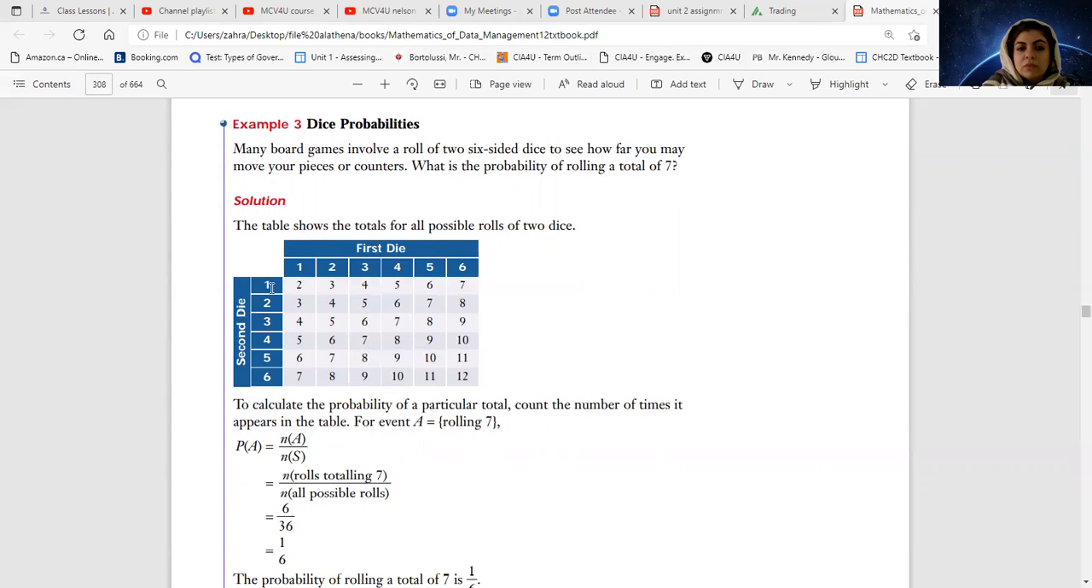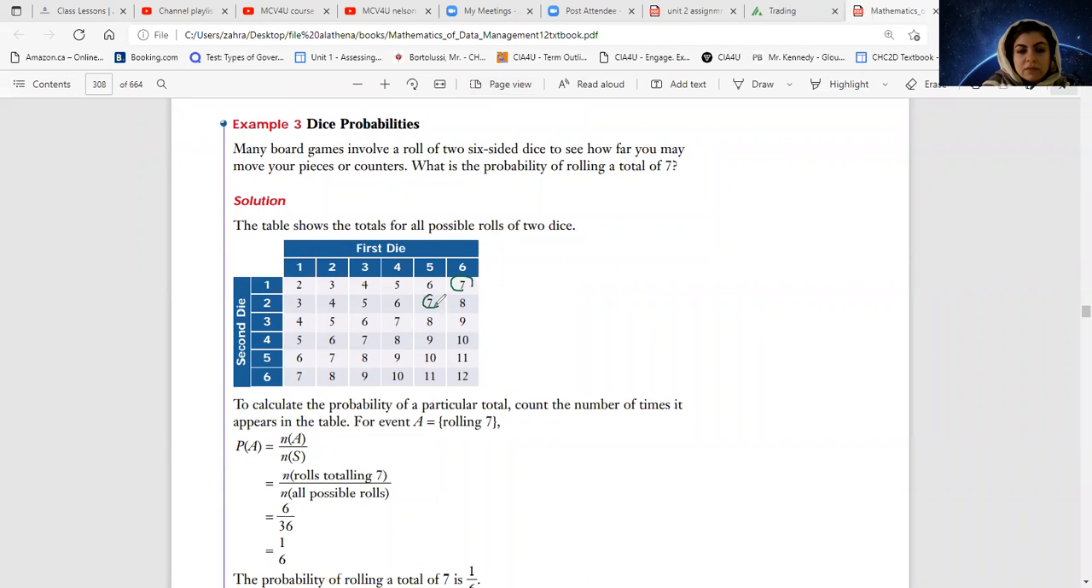1 plus 1 is 2. 1 plus 2 is 3. 1 plus 3, 4, and so on. 2 plus 1 is 3. 2 plus 2 is 4, and so on. You just add them and fill in this table. What's the probability of rolling a total of 7? You just need to spot those 7s here.